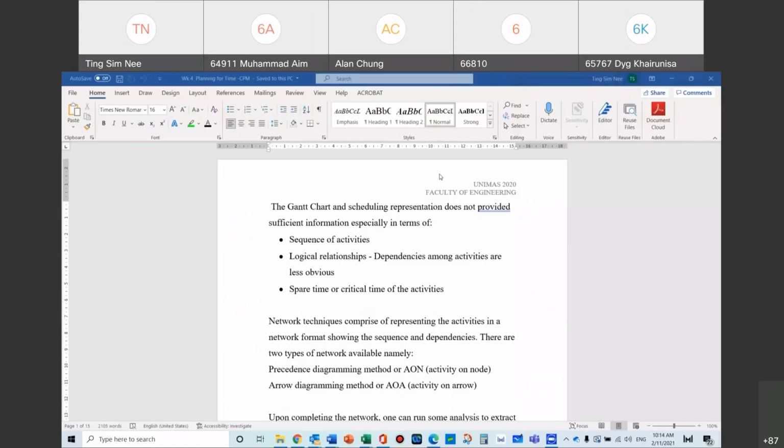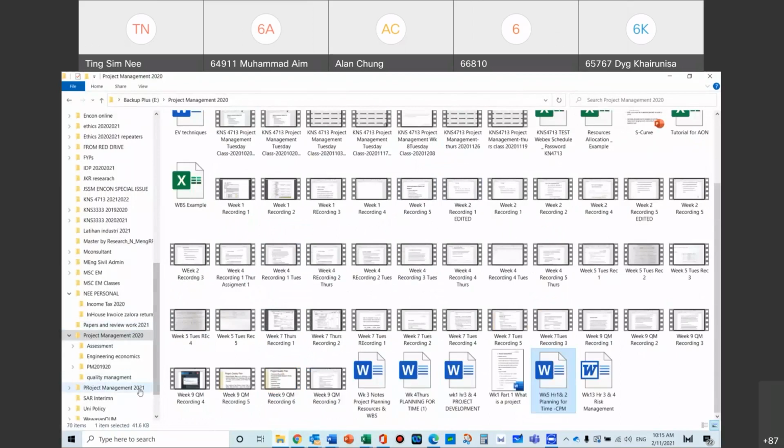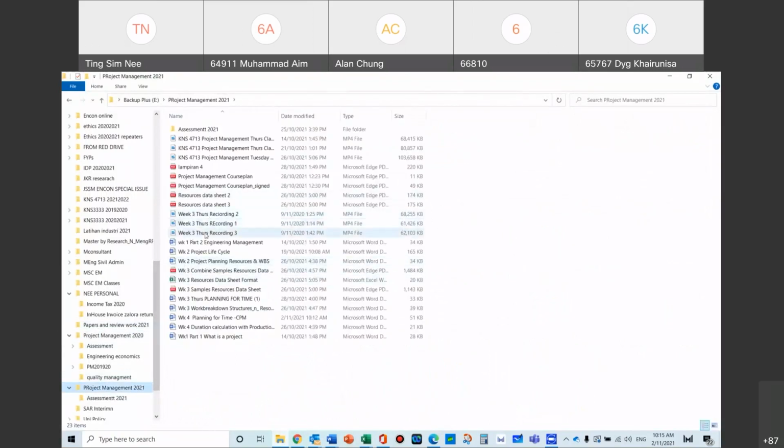Work breakdown is like the beginning of everything. So when we talk about work breakdown, let me show you the notes in week 3. If you see the notes, I've broken it down into week 1, week 2, week 3. So for week 3, we will start off from the work file, which is the work breakdown structures and resources.